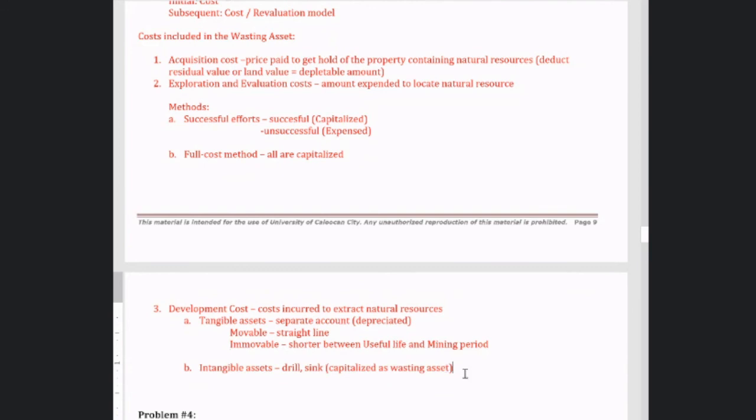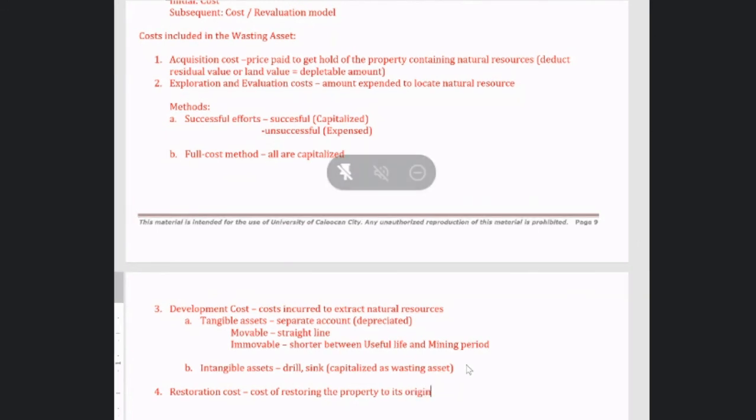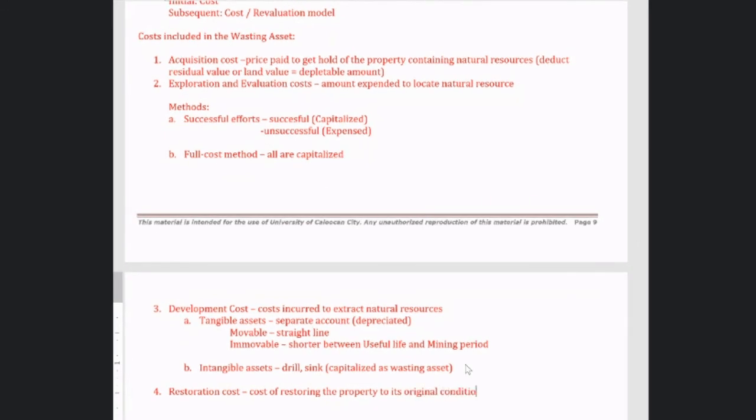And then last will be the restoration cost. Ano ba itong restoration cost? Ito yung cost of restoring the property to its original condition. Kasi ang nangyayari dito, sinisira mo yung environment. So, part ng contract with the government is you need to restore the property to the original condition.